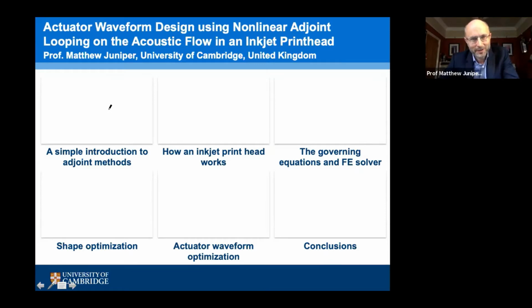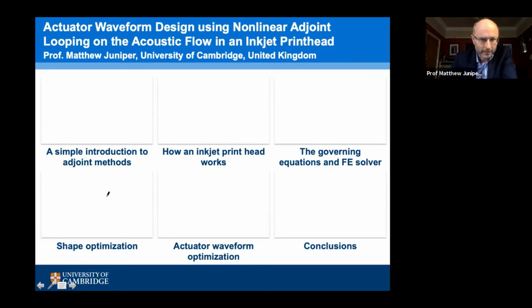There are 6 parts to this talk. I'll start with a simple introduction to adjoint methods, which I expect many will have heard about, and I'm going to do a philosophical introduction rather than a technical introduction. I'll then talk about how an inkjet printhead works, and that'll be very basic, just to get the basic ideas across. Then, because this is a CFD group, of course, I'll give some information about the governing equations and the solver we use, which in this case is finite element.